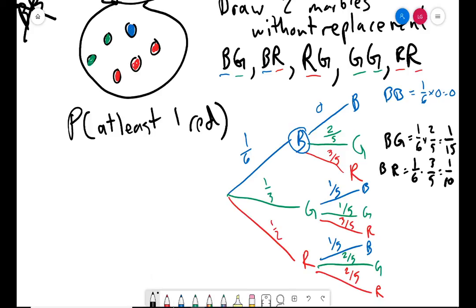Now let's see here. Getting a green, then a blue: 1/3 times 1/5, so that's 1/15. A green, then green, also 1/15, so we'll do the same calculations. Green, then a red, 1/5 of the time. A red, then a blue, 1/10, 1/2 times 1/5. A red, then a green, 1/5 of the time. A red, then a red, 1/5 of the time.